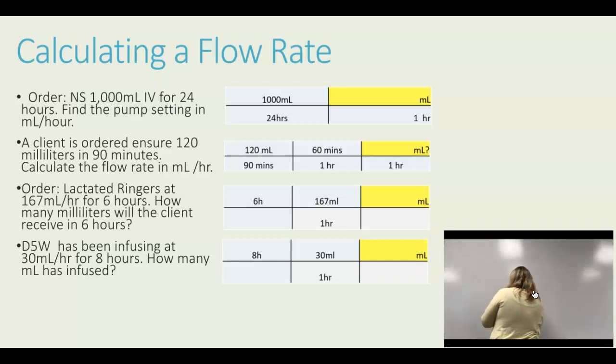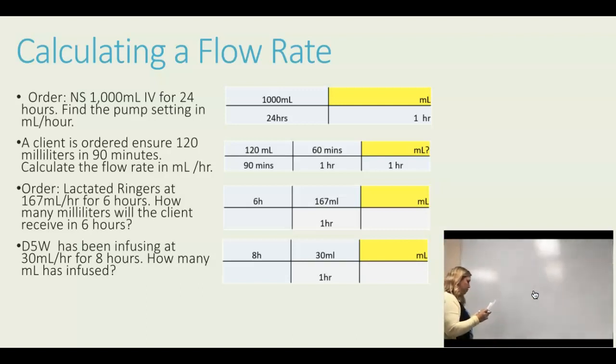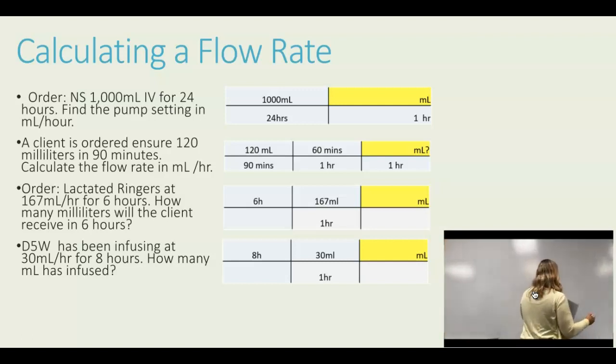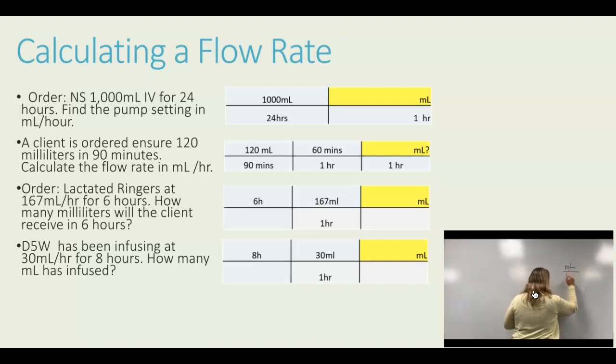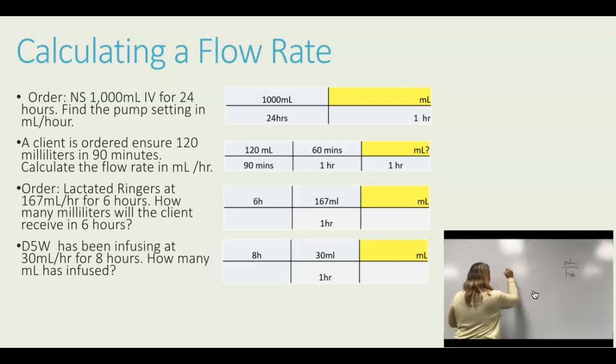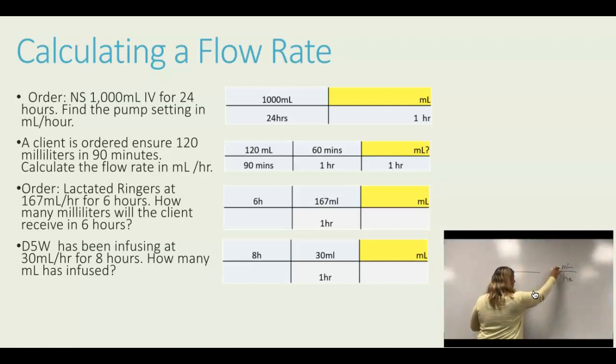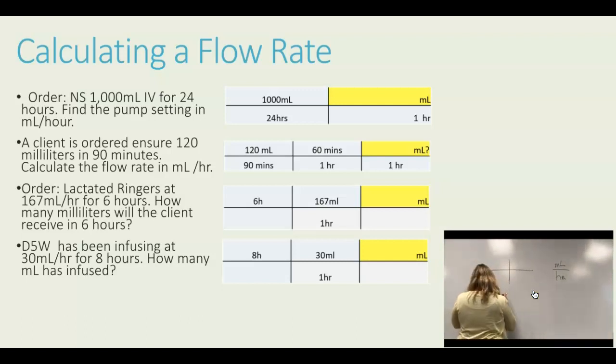A client has ordered 120 milliliters in 90 minutes, so calculate the flow rate in milliliters per hour. So we're going to have to put a conversion in here with this one. But again, we're asking you to solve for milliliters over hour, okay? So let's set up our problem so we're solving for mils over hour. It starts off with 120 milliliters up top, because I want it up top, but I've got 90 minutes. That's what my order says. But I need to change this to hours.